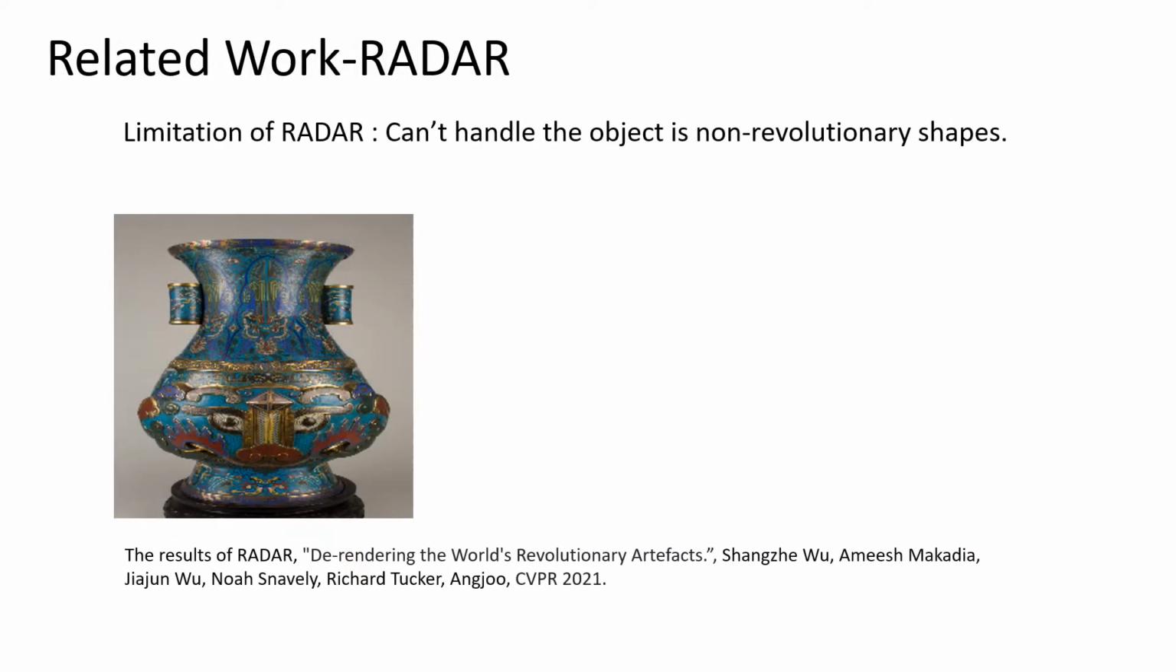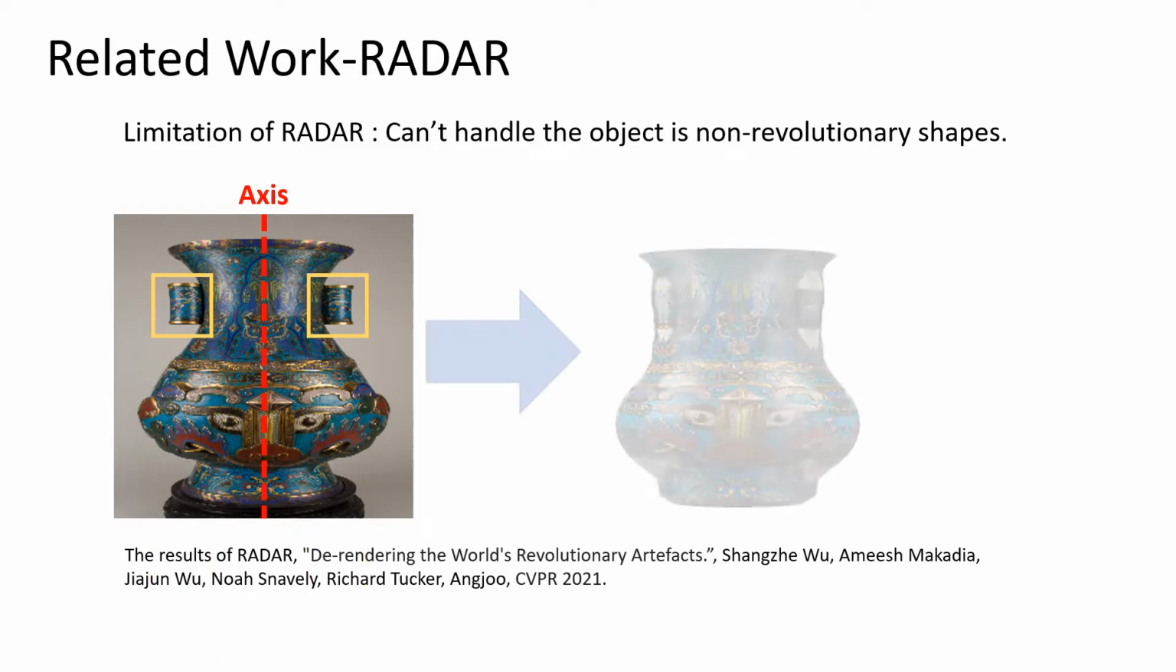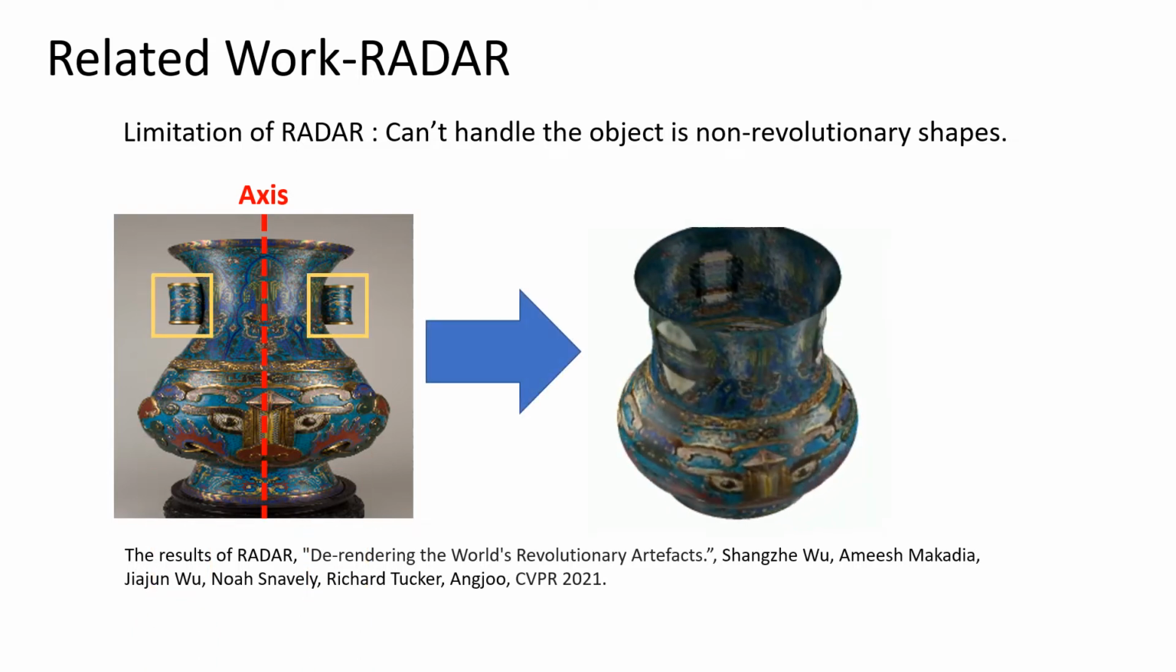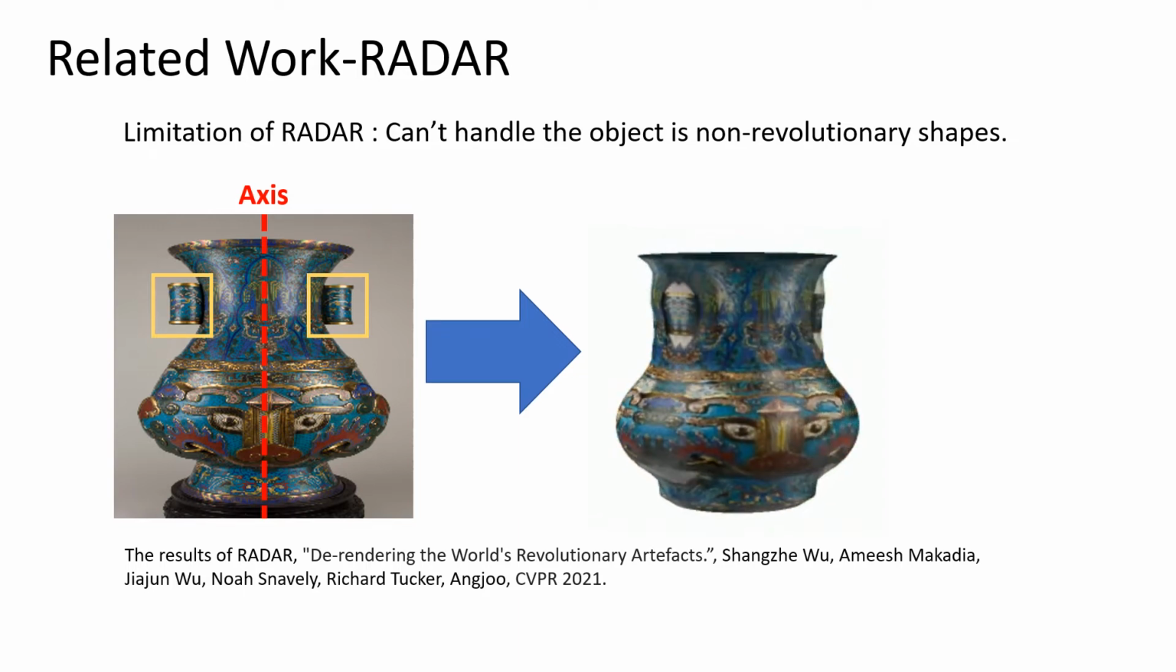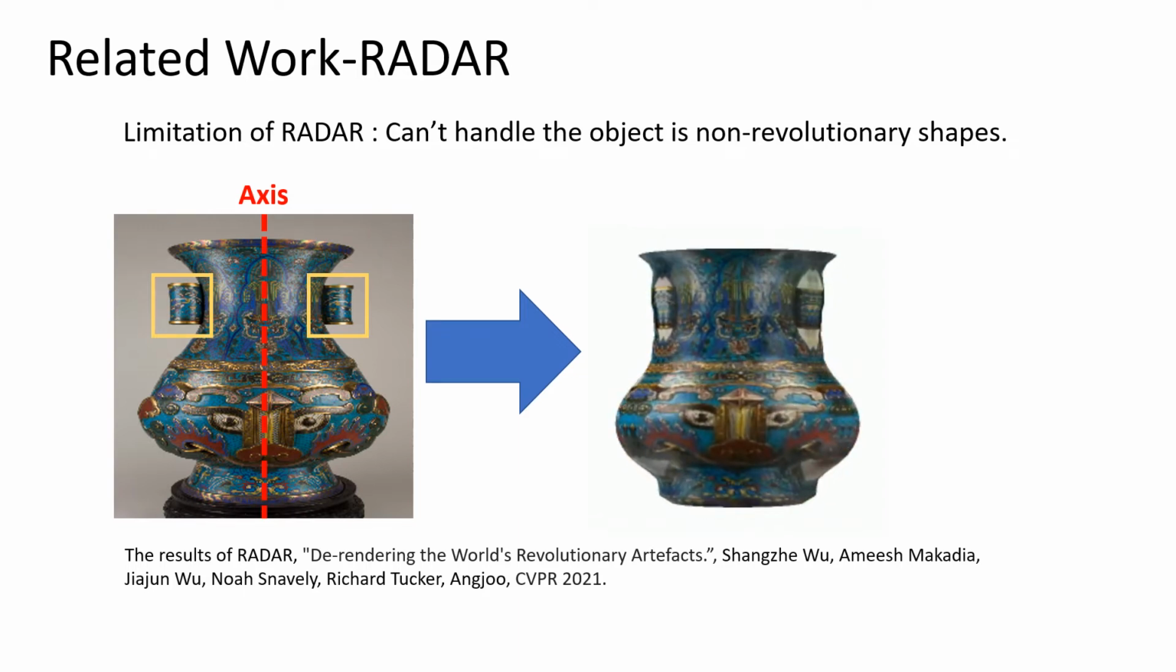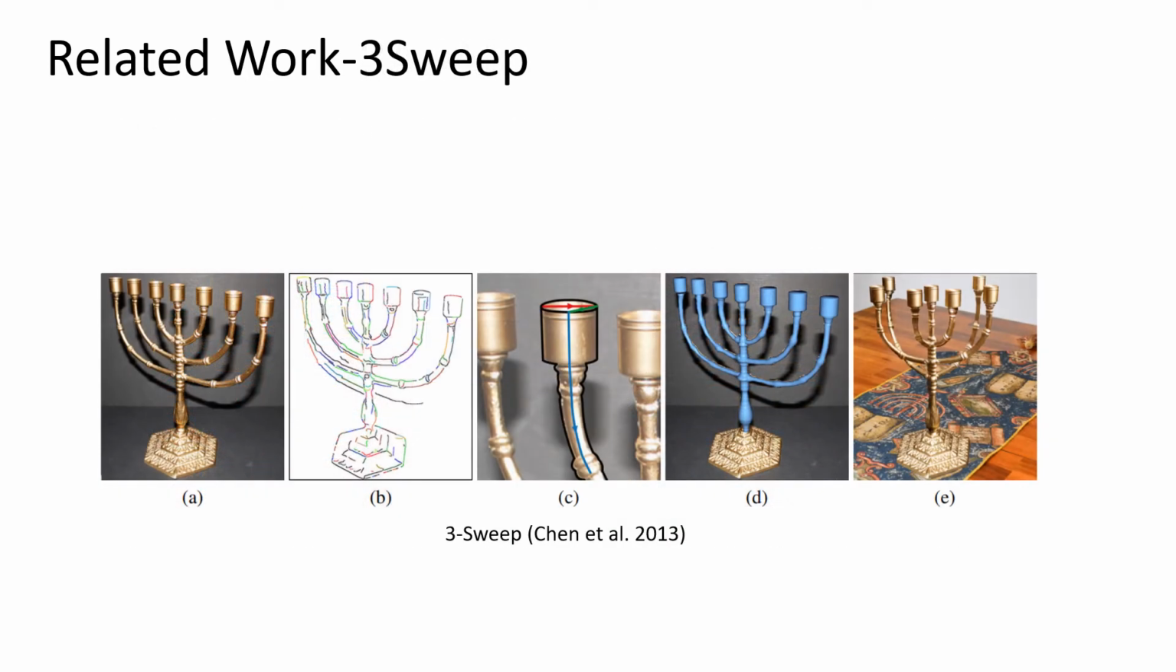However, RADAR can only work well on revolution objects, and the axis of revolution needs to be a straight line. Also, RADAR can only re-render single-axis revolutionary objects correctly; it can't predict the object components correctly, such as handles. In this paper, we also use a sweep modeling technique to extract the object from a single image.